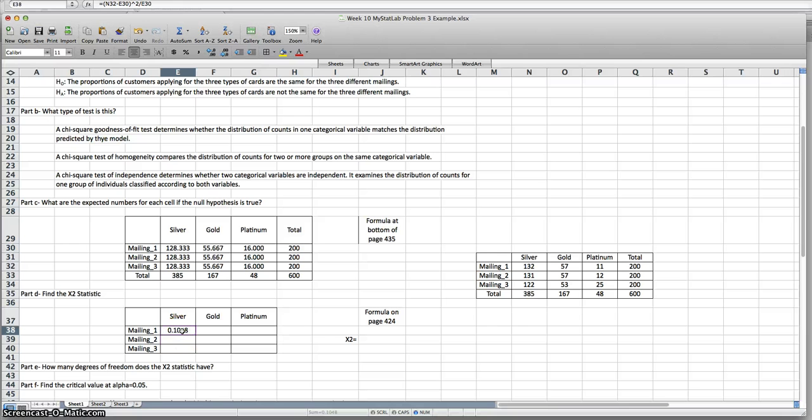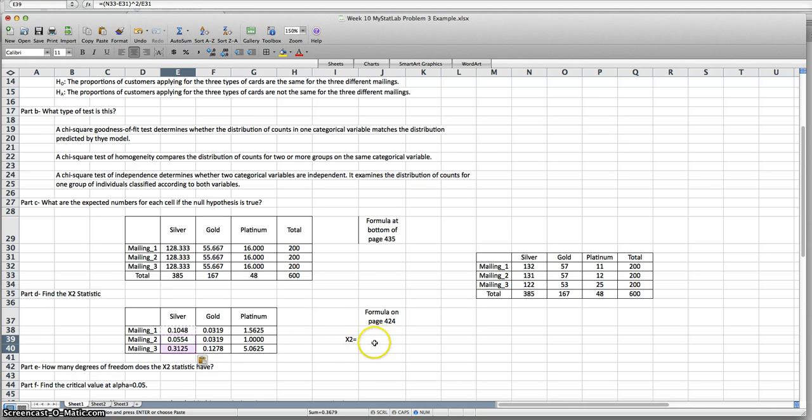Now we should be able to copy and paste this all the way around. So let's go copy. Let's try to paste it here first. And then we'll do it here also. And there we have it. There are all of our chi-square statistic totals for each column and in each row. Now to find our chi-square, we have to sum all of these numbers in our table.